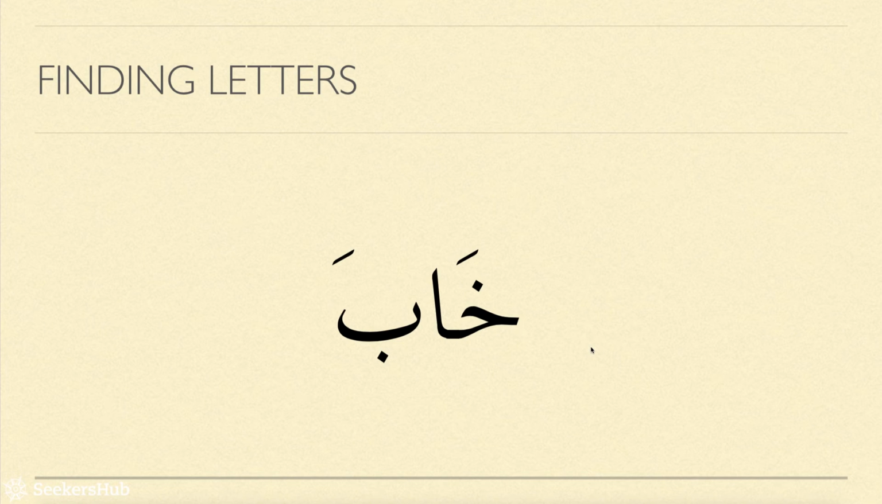Khaba. So this is a kha here with one dot on top. Has a fatha. The fatha is being extended by the alif. Kha. And then ba with the fatha. Ba. Khaba, which means he came to ruin.